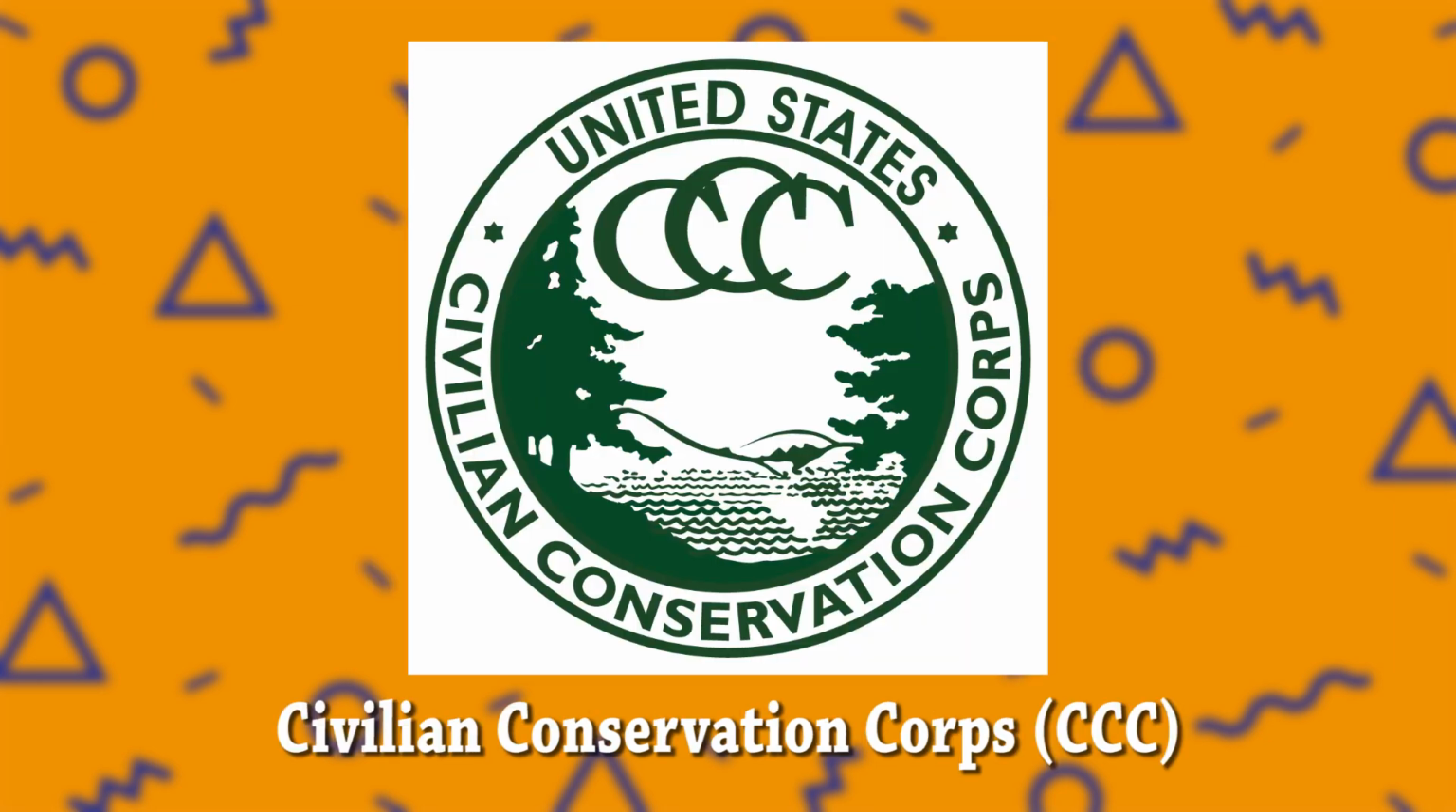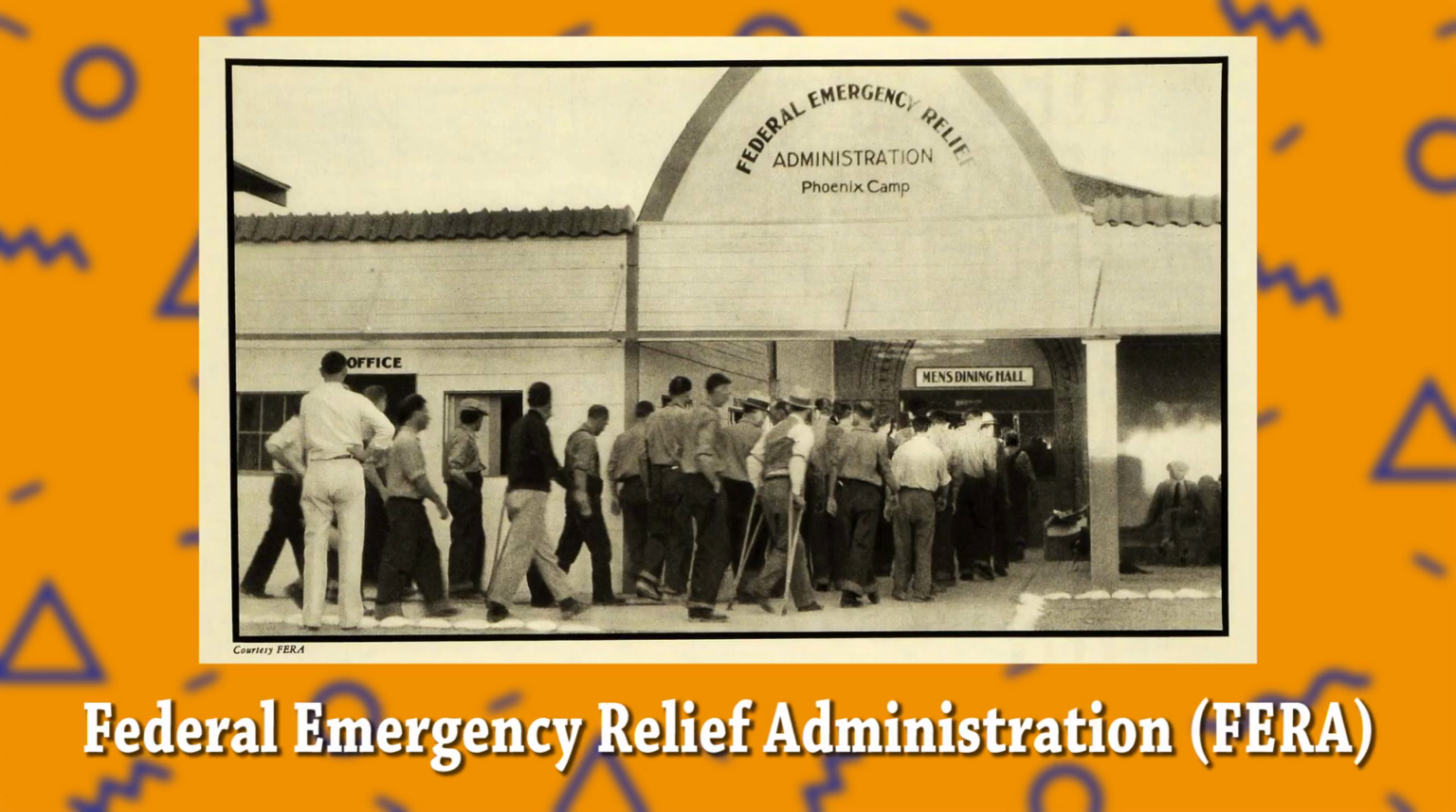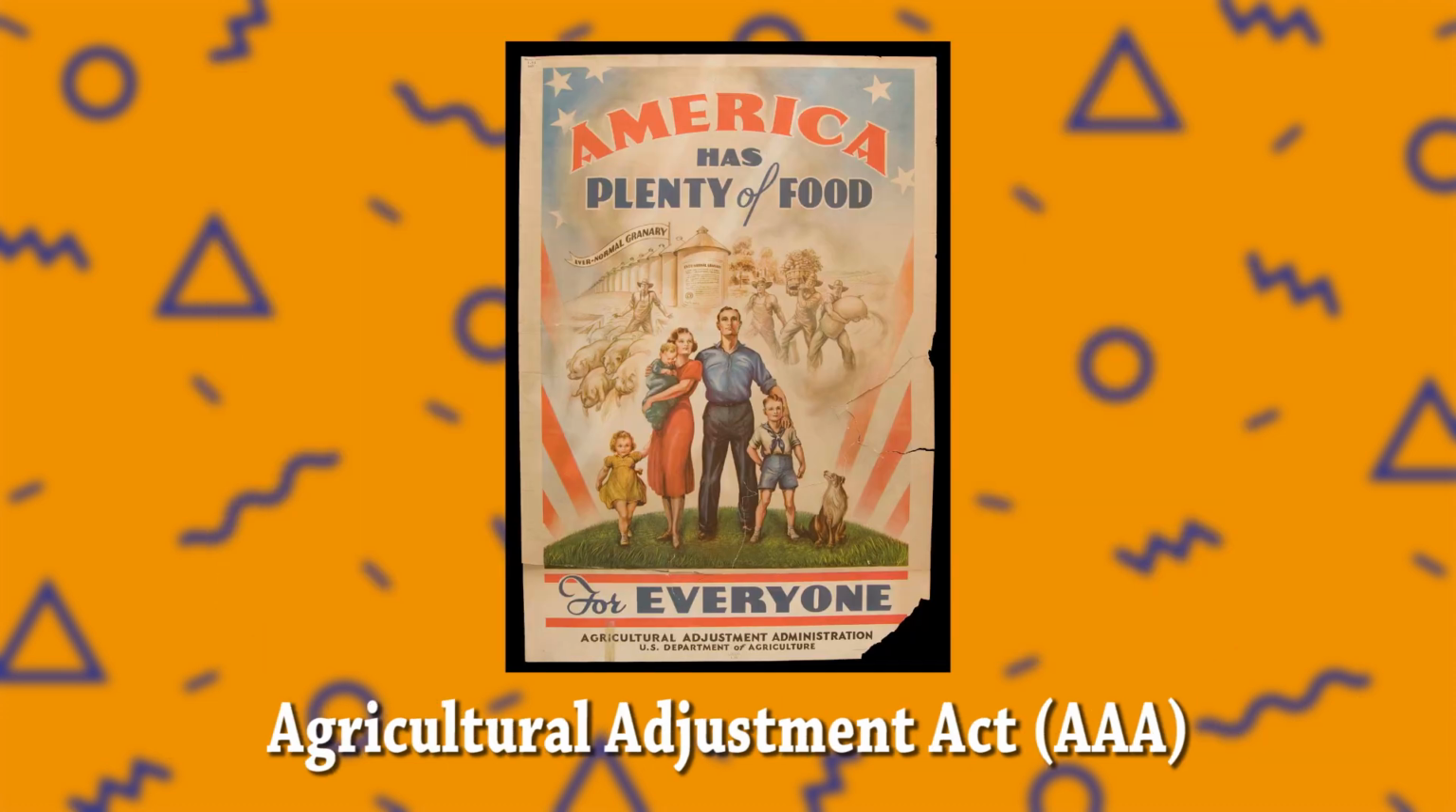You got the Civilian Conservation Corps, or CCC, putting 3 million men back to work planting trees, preserving parks, and building bridges and levees. The Federal Emergency Relief Administration, or FERA, gave money to the states to help the poor, unemployed, and needy. The Agricultural Adjustment Act, or AAA, tried to raise farm prices and control production through subsidies.